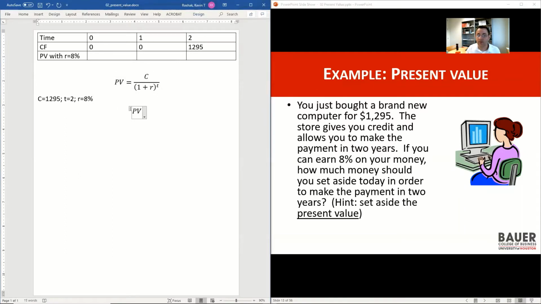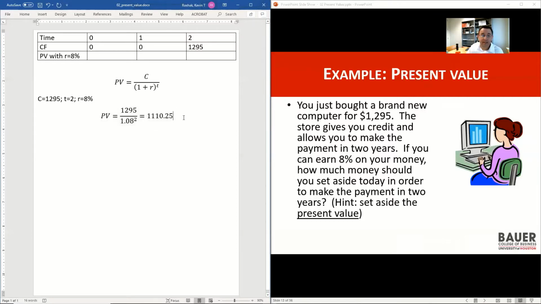Present value is equal to $12.95 divided by 1.08 squared. Okay, and so you plug that into your calculator and you'll get $1,110.25. Okay, so this is the true cost to you. You only need $1,100 in your bank account today in order to make the payment to Best Buy at time 2.